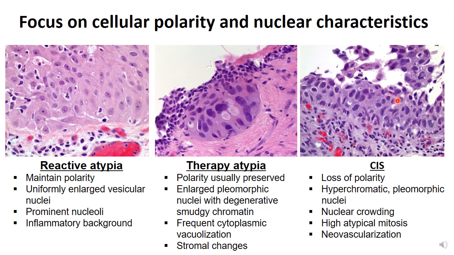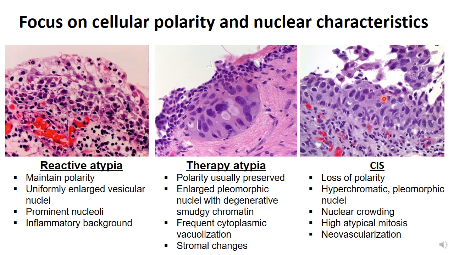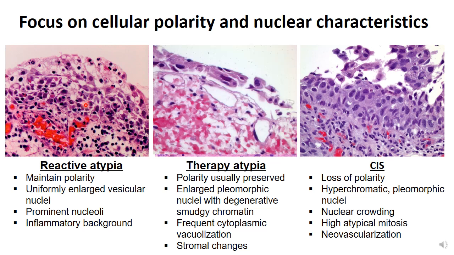And here is another example of a classic CIS. I have some high power views. Here is the reactive atypia high power view where you can see more angry looking nuclei. And here is the therapy atypia, again smudgy chromatin pattern with degenerative chromatin. And again look at this hemorrhagic background, which is more characteristic of previous therapy. And in CIS typically you have loss of polarity, nuclei are very hyperchromatic, 4 to 5 times the underlying stromal cells. Nuclear crowding, high atypical mitosis can be seen, and then you can also have neovascularization.